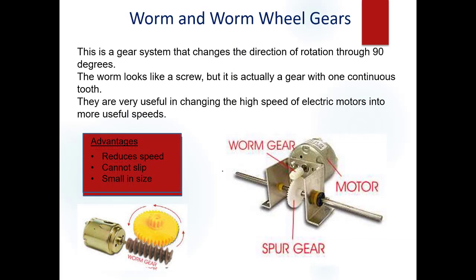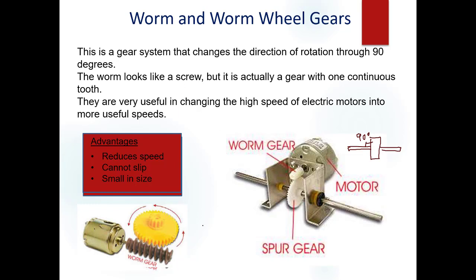You have a worm and worm wheel. Similar to another gear wheel, a worm and worm wheel does two things. First of all, it changes the direction of rotation through 90 degrees. So if you were to look down at the top here, if there's your worm wheel, there is your output. So they are at 90 degrees to each other.